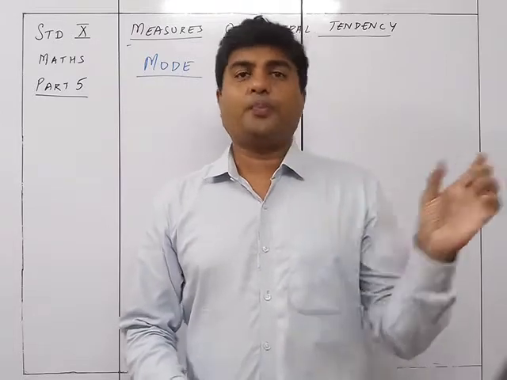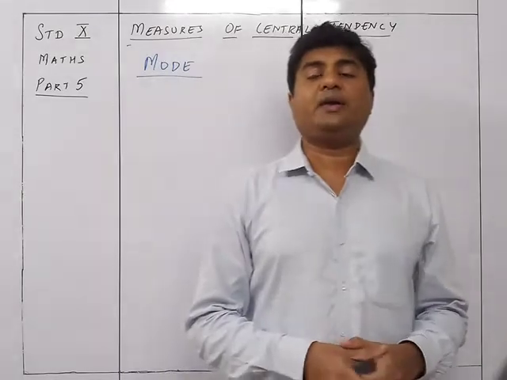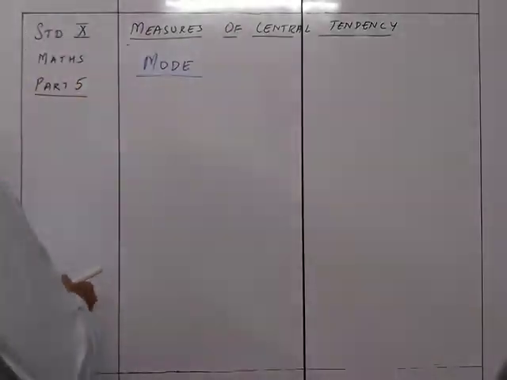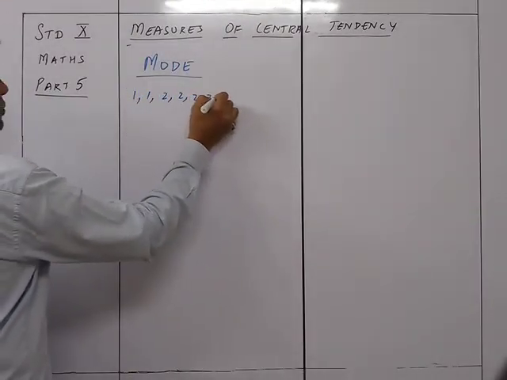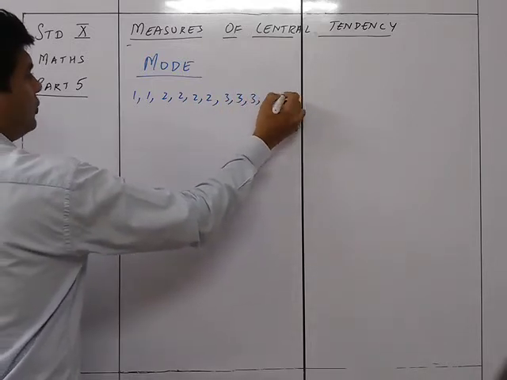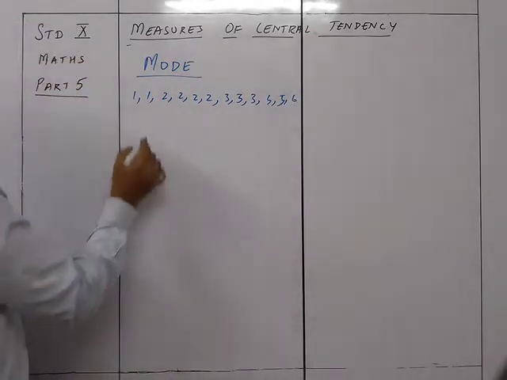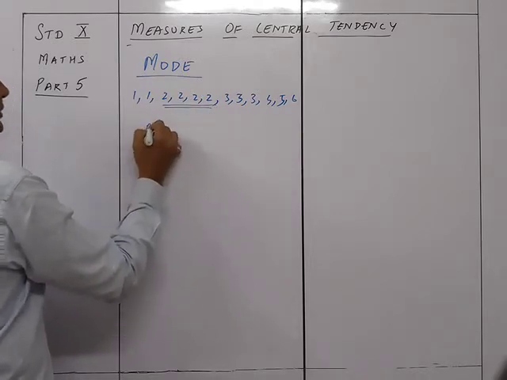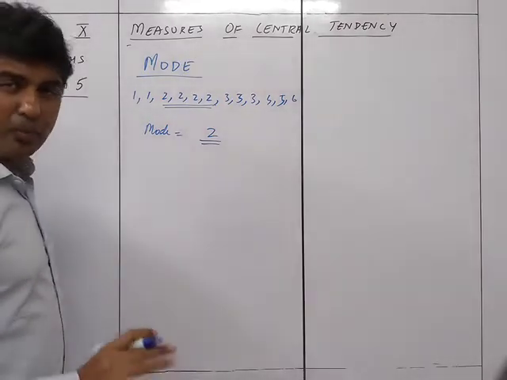The number which repeats the most in the whole data is the mode of that data. Okay, so when we have a raw data, suppose the data is like this: 1, 1, 2, 2, 2, 2, 3, 3, 3, 4, 2, 4, 5, 6. You can see here 1 is twice, 3 is thrice, but 2 is 4 times. Therefore mode is equal to 2. That's it. Very simple.